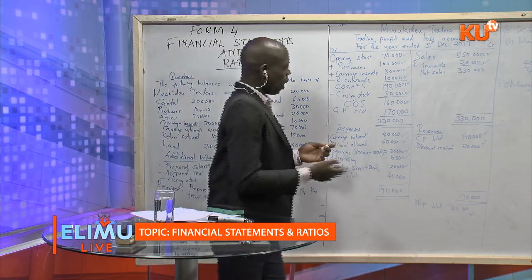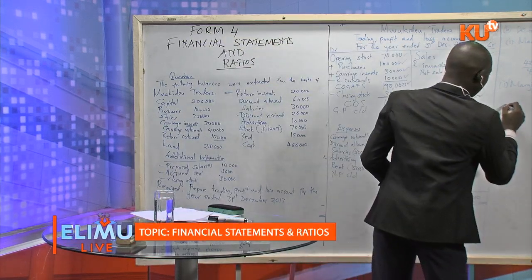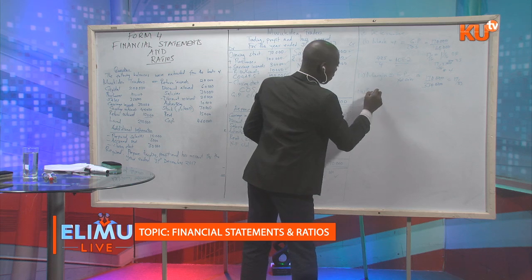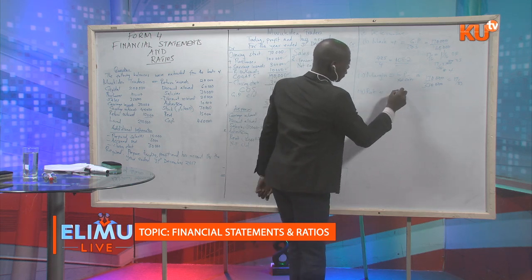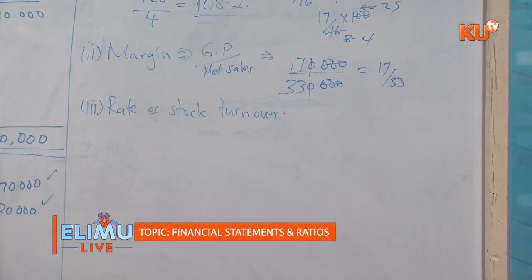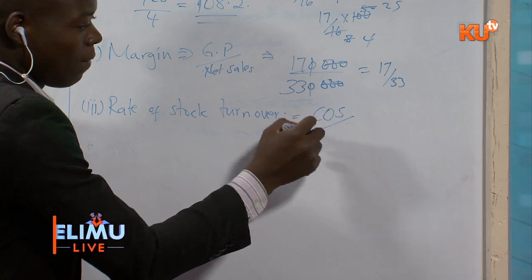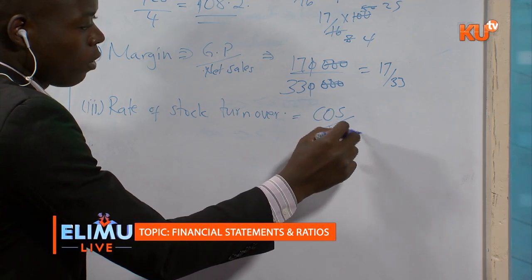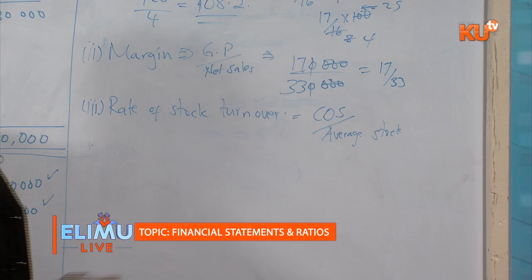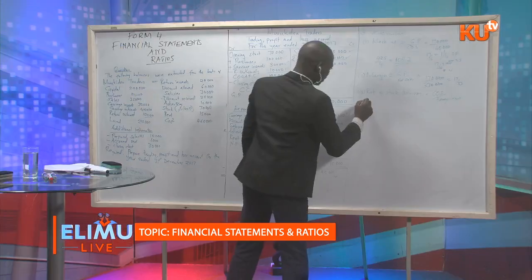Very important. Let's see how many times we exchange our stock, and that means we calculate a ratio we call rate of stock turnover. I've indicated to you that rate of stock turnover simply means you take the cost of sale divided by average stock. So what is the cost of sale? We have it as 160. What is the average stock? That is what we need to determine.